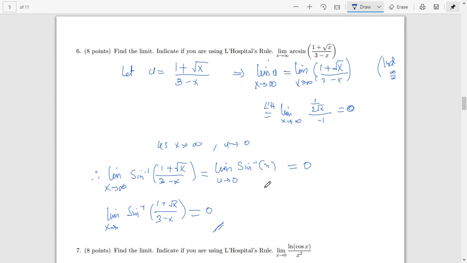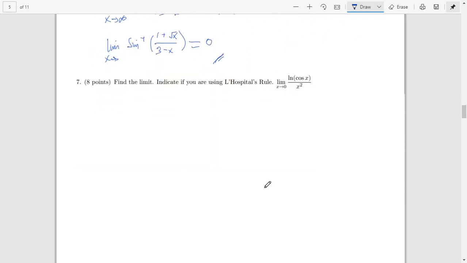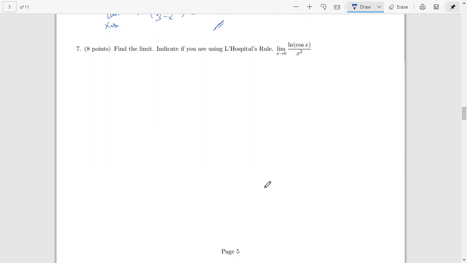I'll be solving question 7 before I end this video. I just wanted to make it a 2-part video for the review. So here we are also asked to find this limit, and we are asked to say whether we are using L'Hopital's rule or not. So let's go ahead to find the limit as x goes to 0.